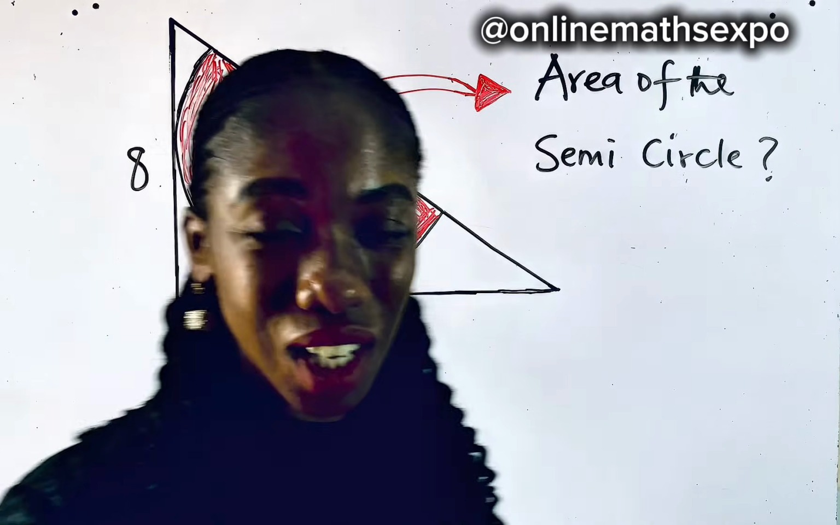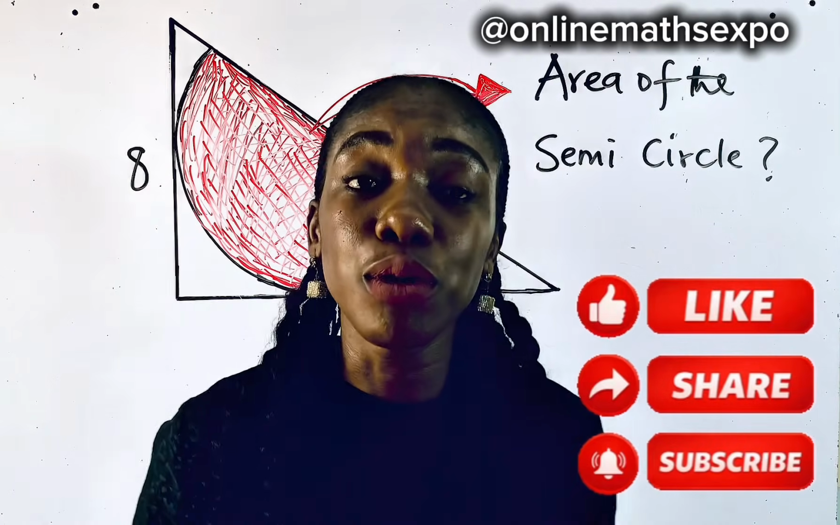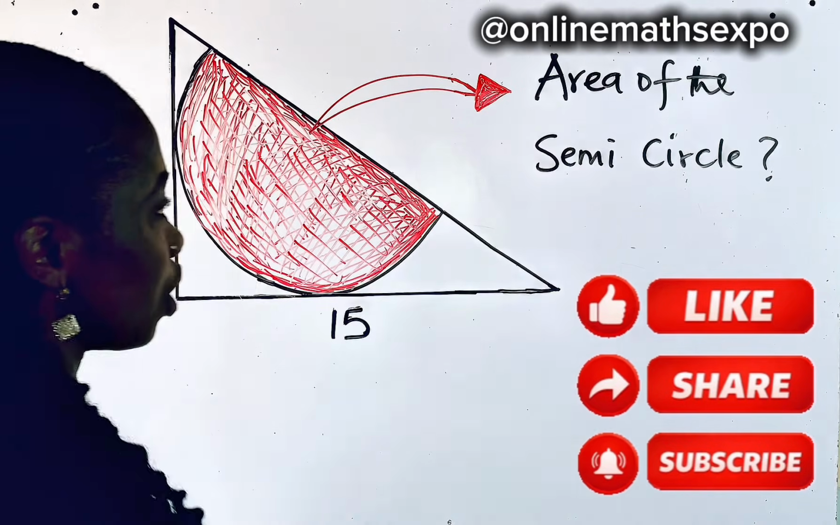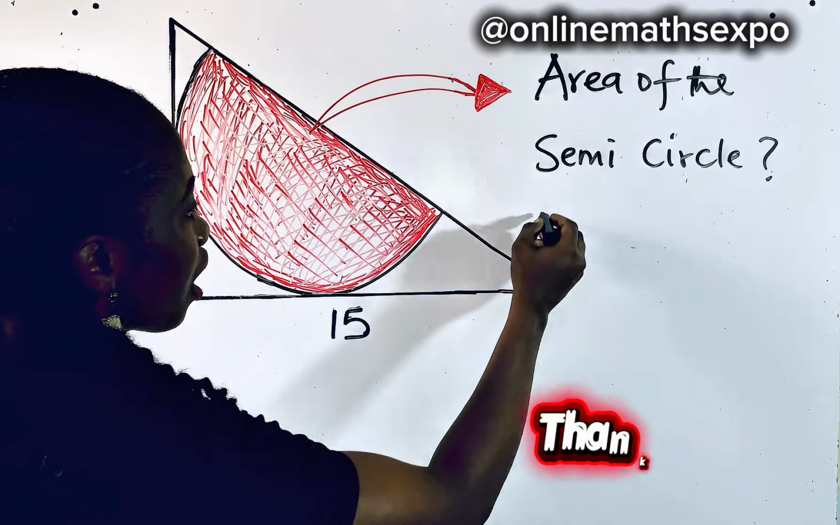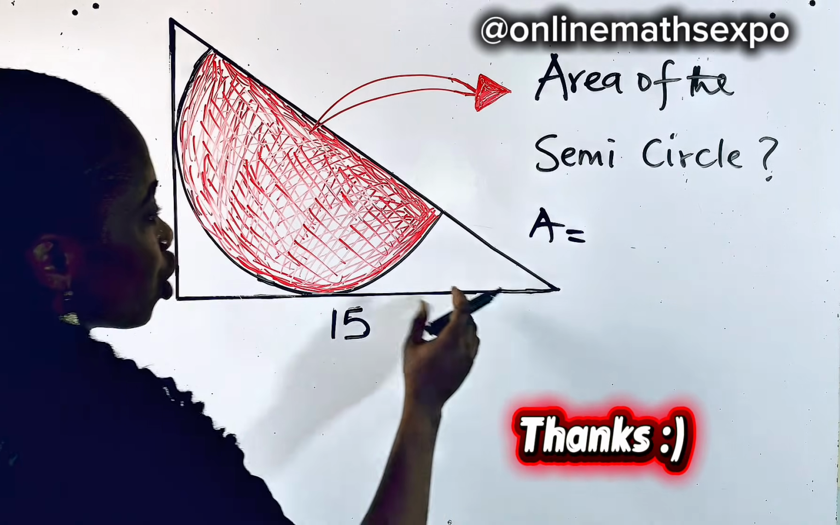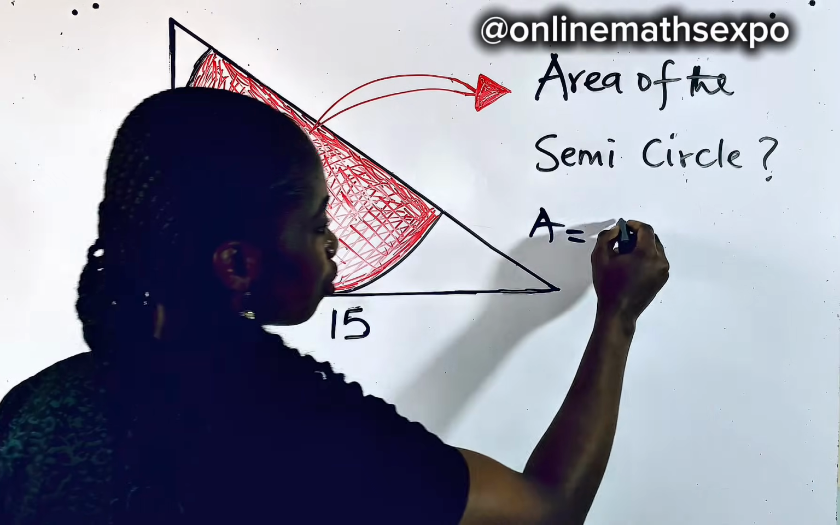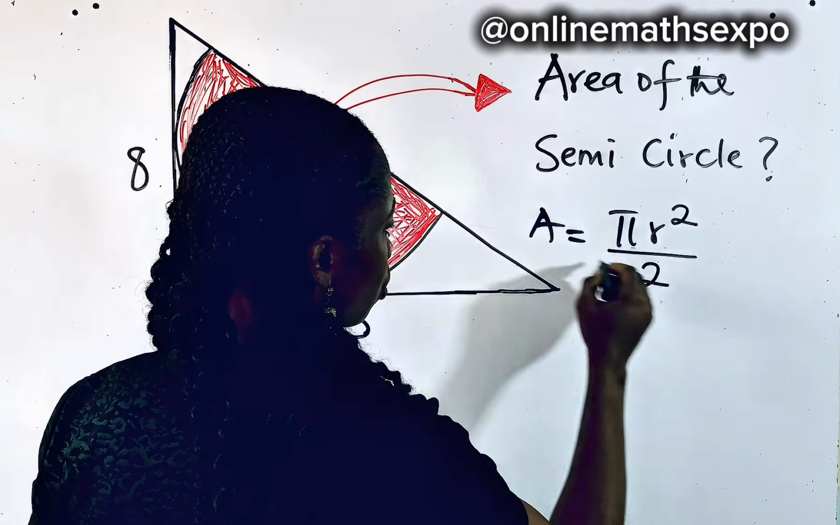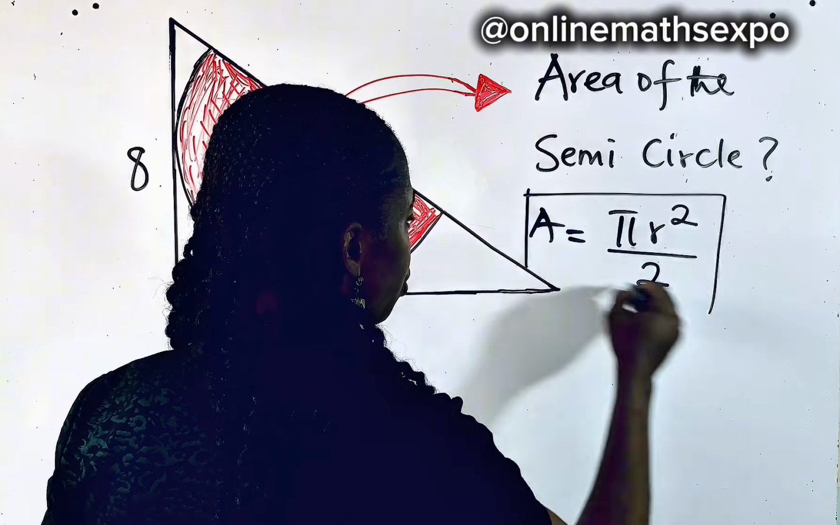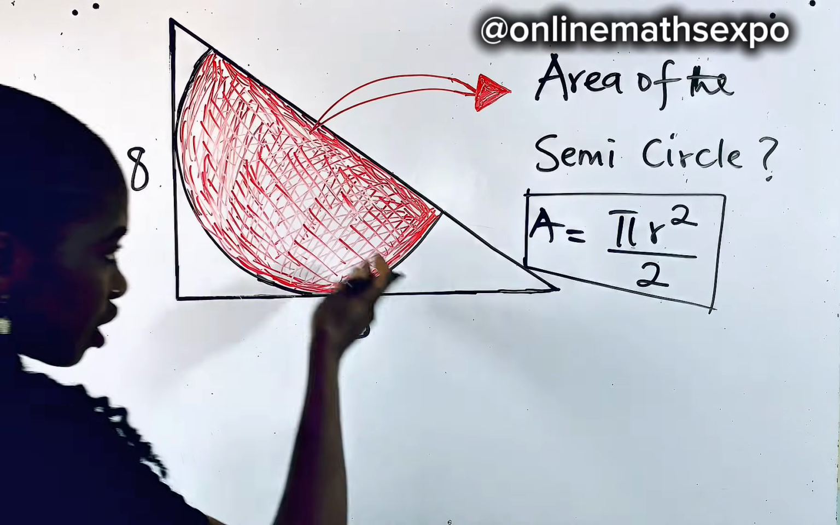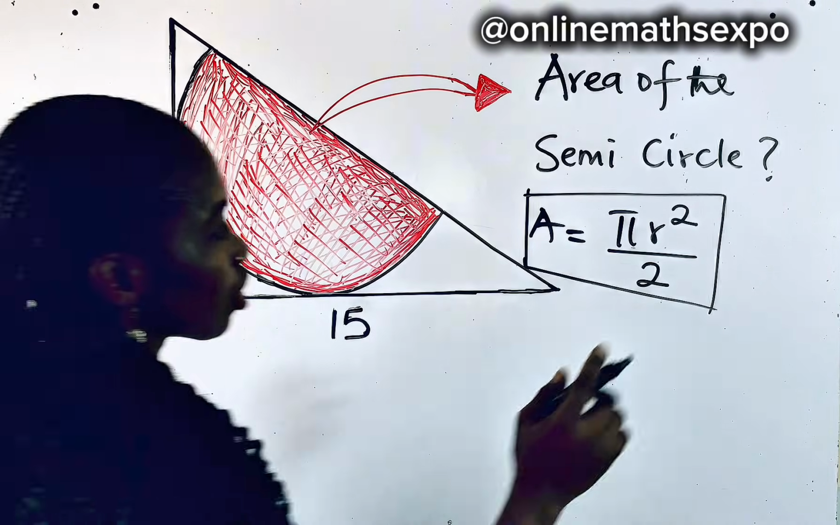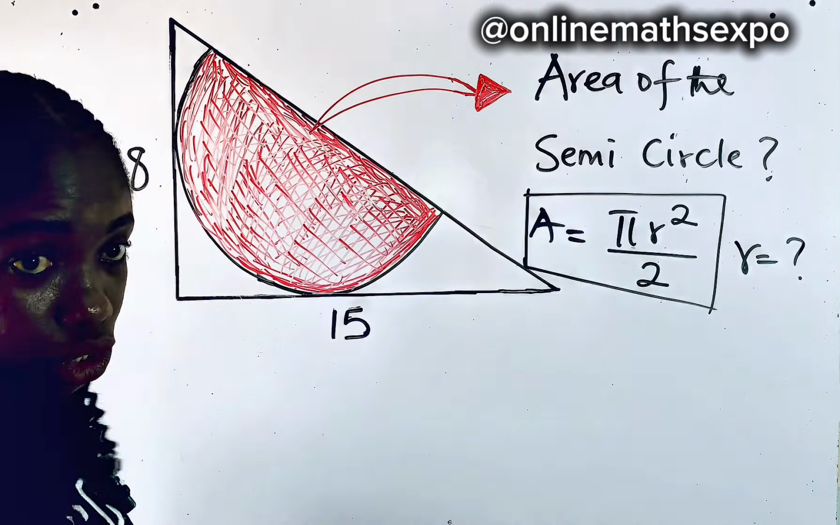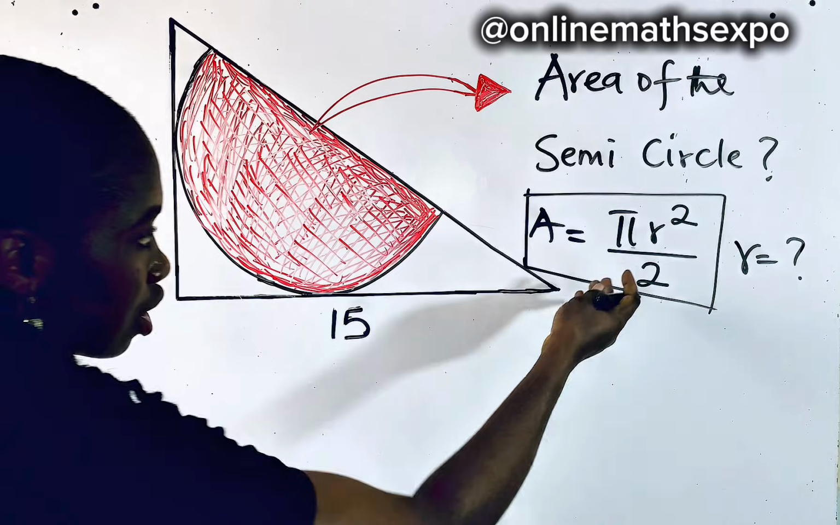Now, is this something you can do? Don't worry yourself. I will take you through it step by step. It's just so easy. For us to find the area of the semicircle, we first find the area of the full circle, which is pi r squared, then you divide it by 2. When you do this, it gives you the area of the semicircle. But the question is, do we know the radius of this semicircle? That is what we need to find for us to get the area.